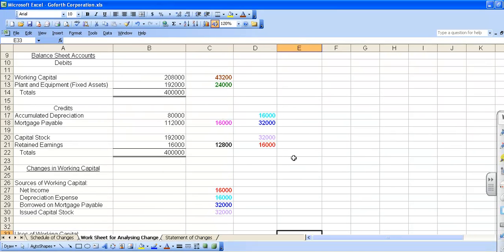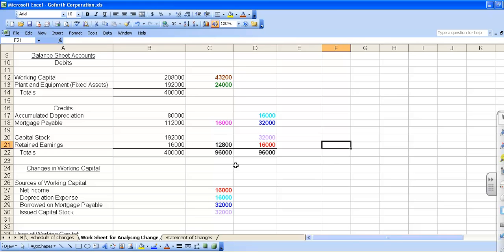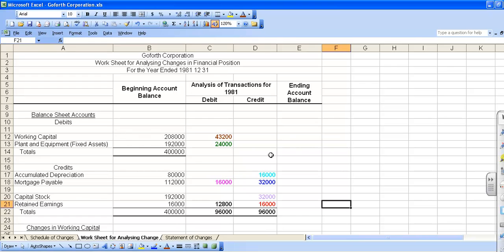All right, so the last thing we need to do is some totals here. We need to add up columns C and D up here as well. I can't just drag it across because we need to add up all of this, and it should equal 96,000. So I can drag this one across, and we're going to single and double rule. These numbers here have to equal the numbers down at the bottom in the analysis part.